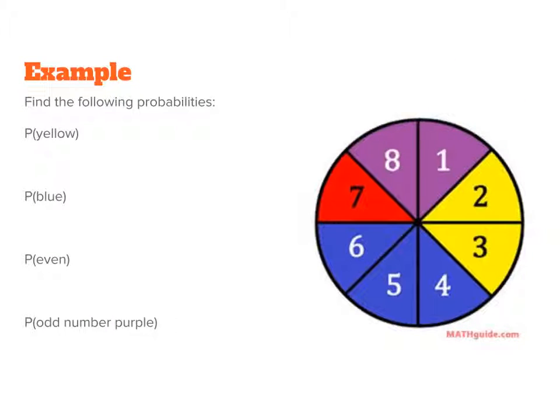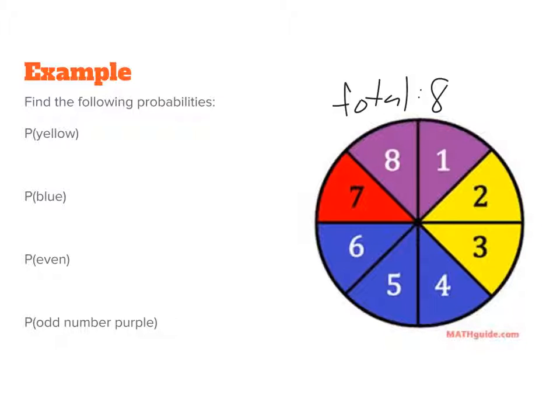So for these next ones, we've got not only colors of pieces, but numbers as well. Okay, so we have to account for both of those. So we have to find the total first. Okay, if you count all of them up, there are 8 total pieces to choose from.